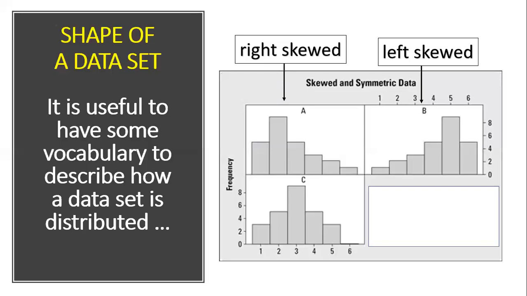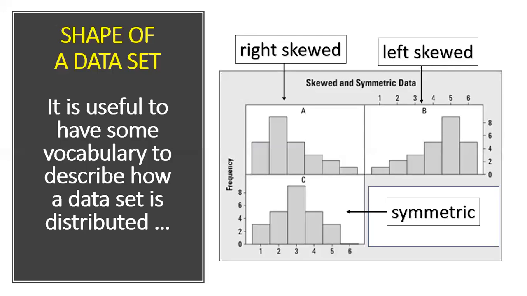Now in the case of C, we see a symmetry there. The peak in the data set is at 3, and then on both sides, the data set kind of falls off at roughly the same rate. This is what we refer to as a symmetric data set. These are going to be 3 important words that we'll have going forward to describe the histogram or the shape of a data set: right skewed, left skewed, and symmetric.